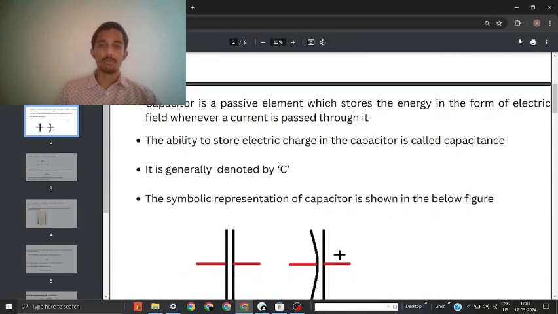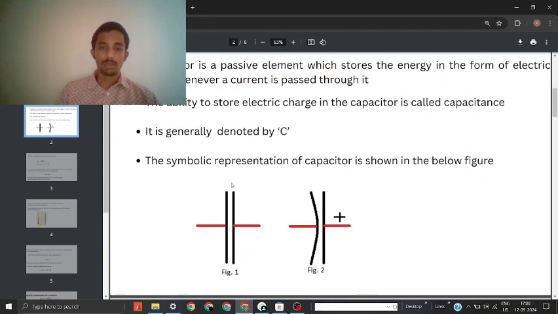Capacitor is a passive element which stores energy in the form of electric field whenever a current is passed through it. From this we understand that capacitor is a charge storing element. And the ability to store electric charge in a capacitor is called capacitance. Capacitance is denoted by the letter capital C. And we can see here that the typical representation of a capacitor can be represented in these two ways.